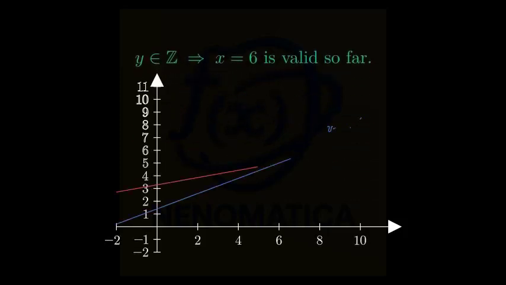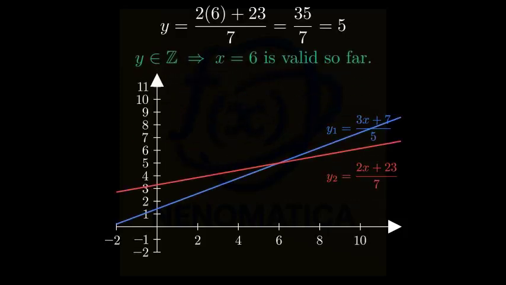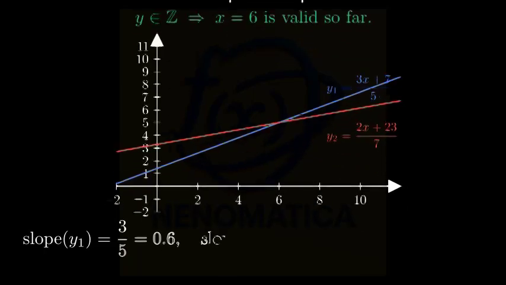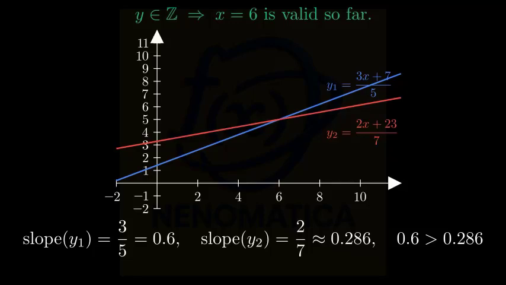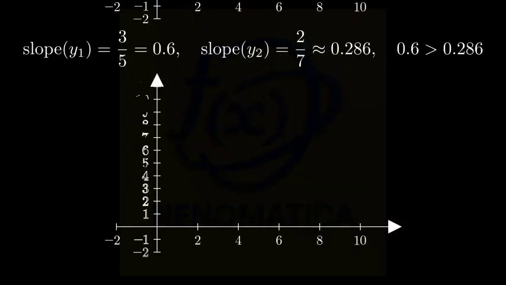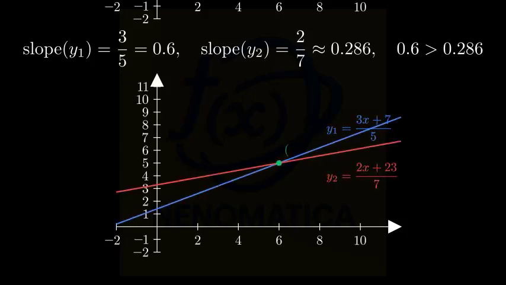We will draw coordinate axes and plot both lines. y1 equals (3x + 7)/5, and y2 equals (2x + 23)/7. The blue line is y1, and the red line is y2. Their slopes are 3/5 and 2/7 respectively, so the blue slope is steeper. Notice they intersect at x equals 6, y equals 5.